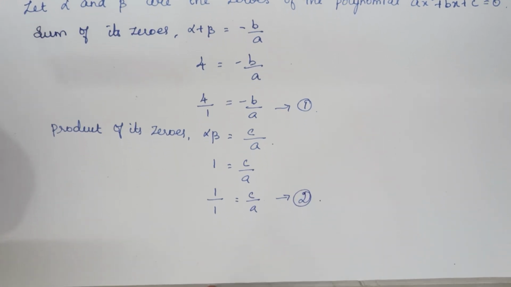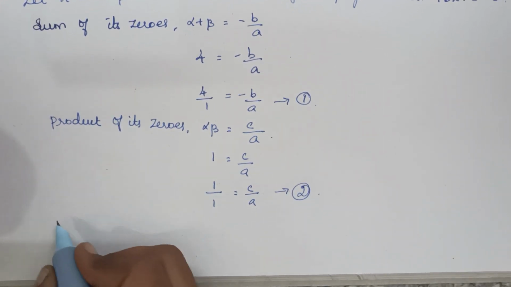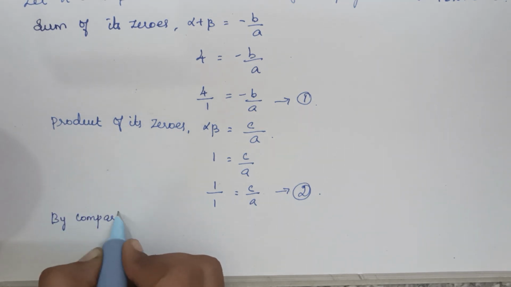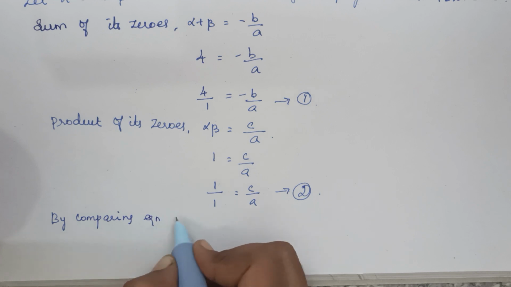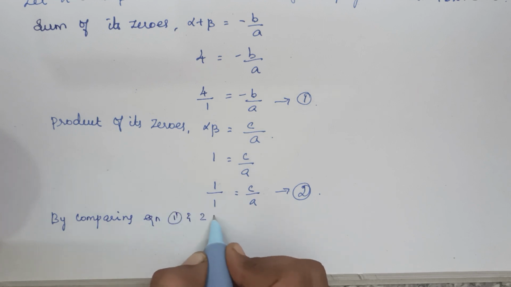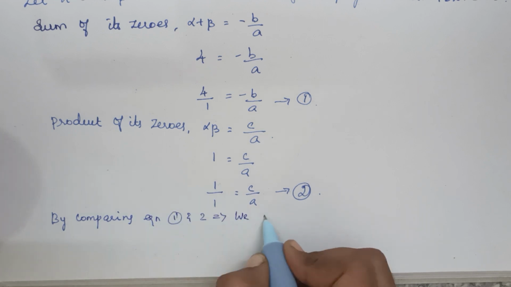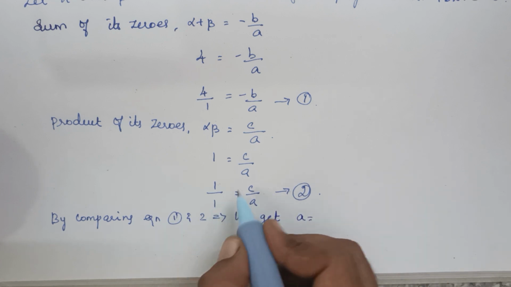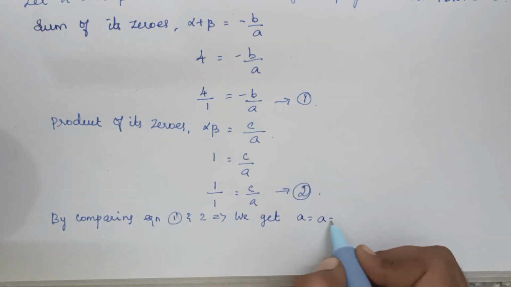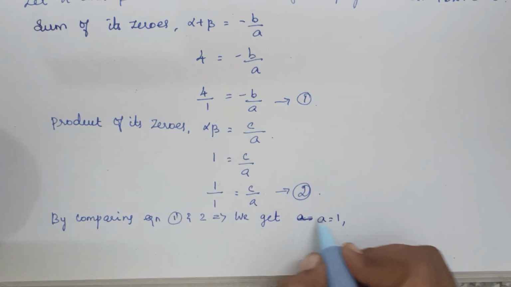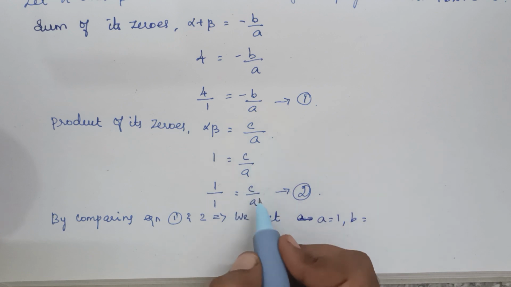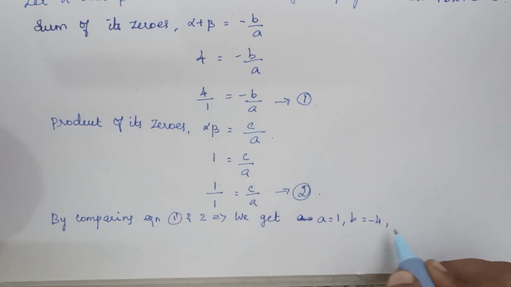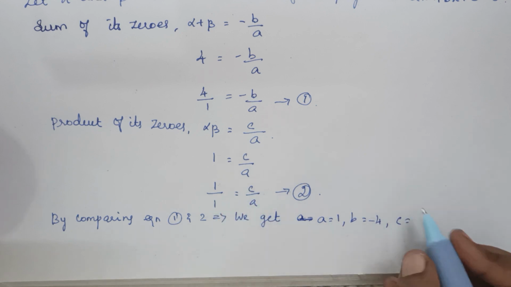So by comparing equation 1 and 2, we get a is equal to 1. Here also a is equal to 1. Okay. So b is equal to minus 4 and then c is equal to 1.